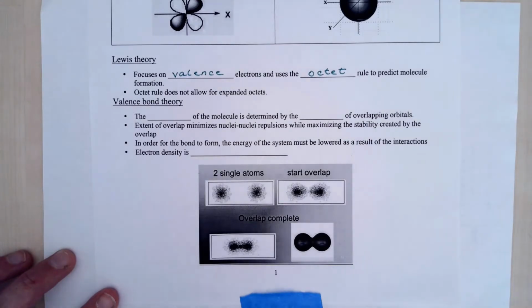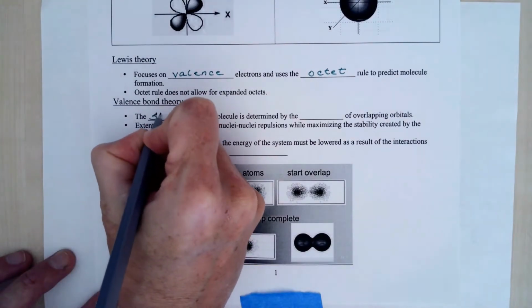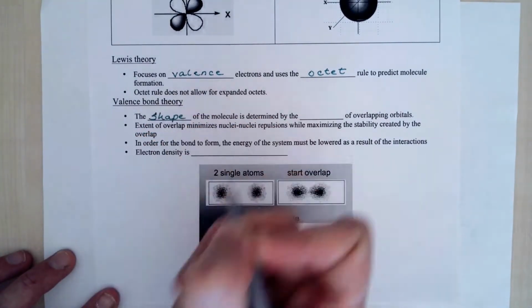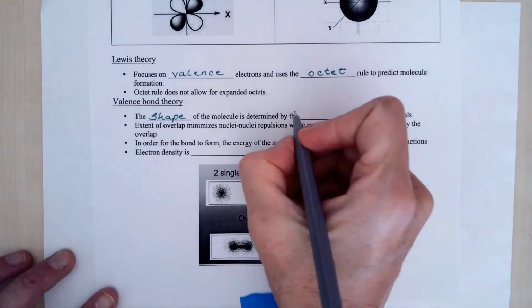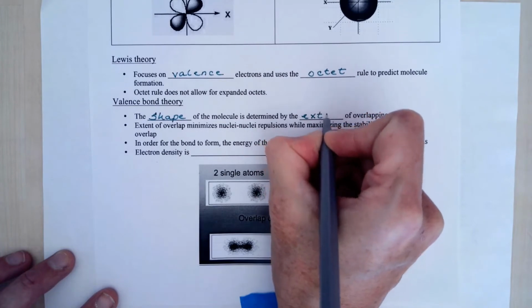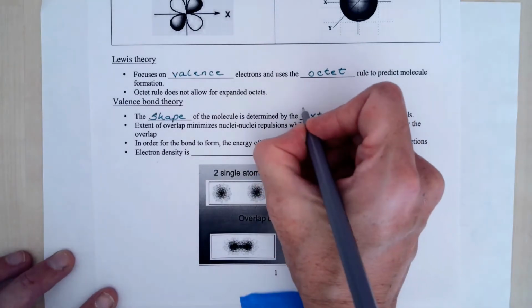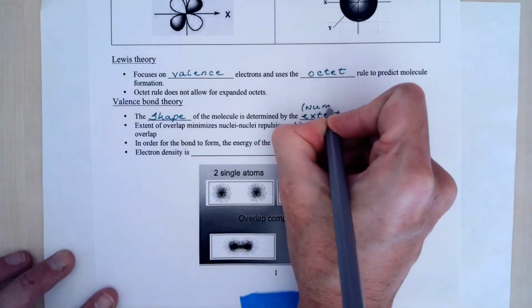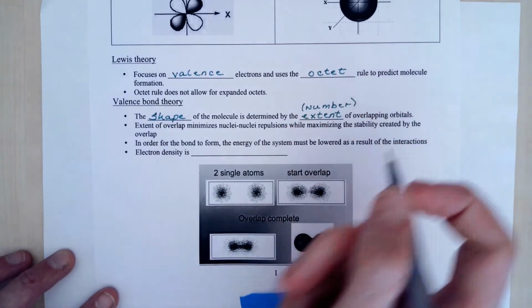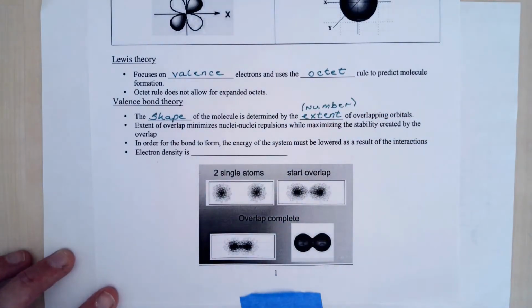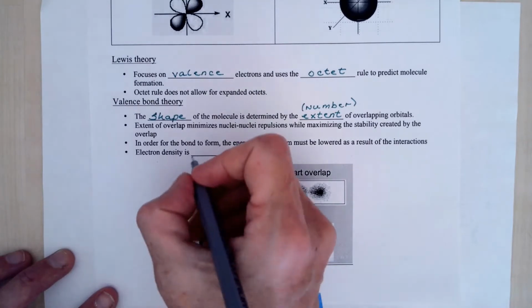So valence bond theory is a little bit different. In valence bond theory, the shape of the molecule is determined by the extent of the overlapping orbitals. We could also say it's determined by the number of overlapping orbitals. And in order for the bond to form, we need to see a lowering of the energy of the system. The other thing to know about valence bond theory is that the electron density is localized.